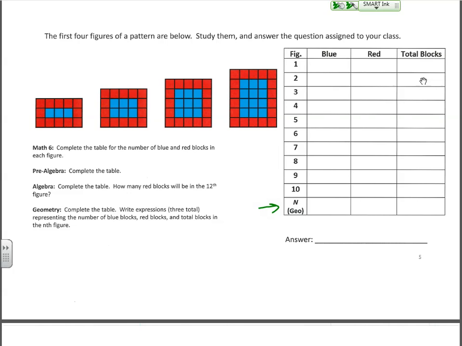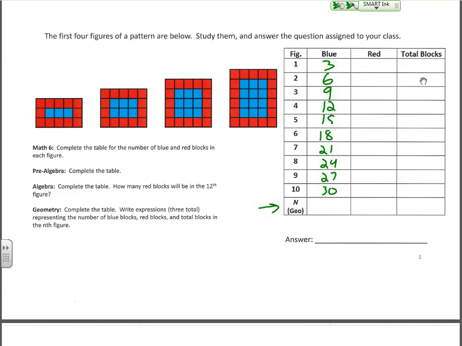If we look at the first 4 figures, we see figure 1 has 3 blue blocks in it. Figure 2 has 6. Figure 3 has 9. Figure 4 has 12. So it doesn't take long to see the pattern develop here. We're increasing by 3 each time. So figure 5 will have 15, 18, 21, 24, 27, and 30.